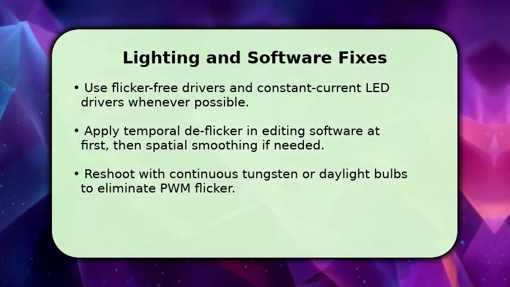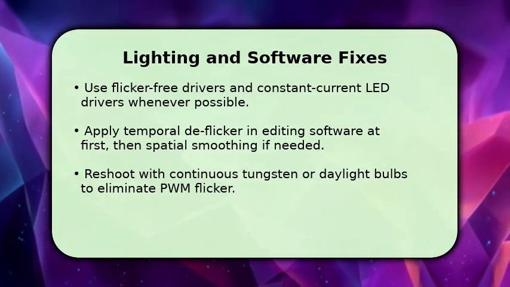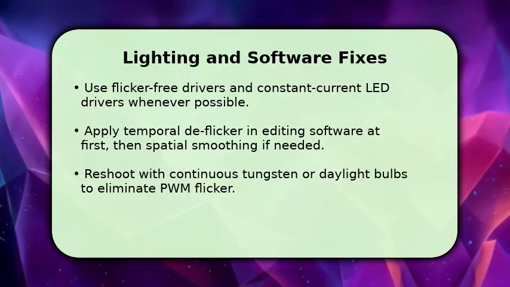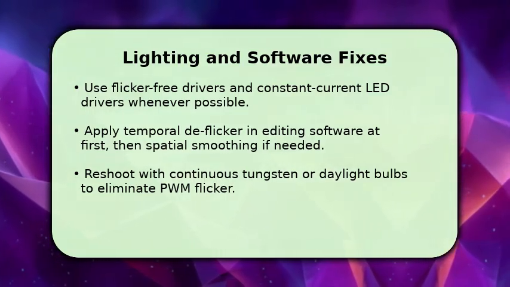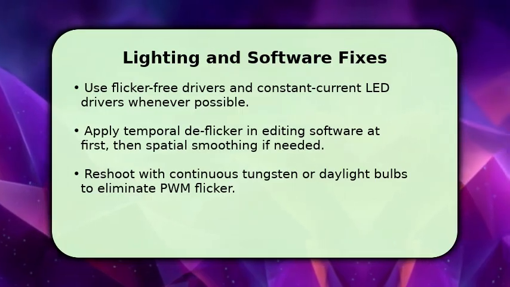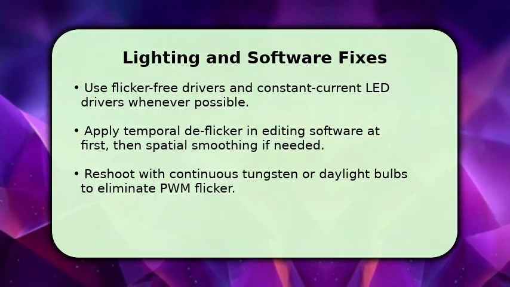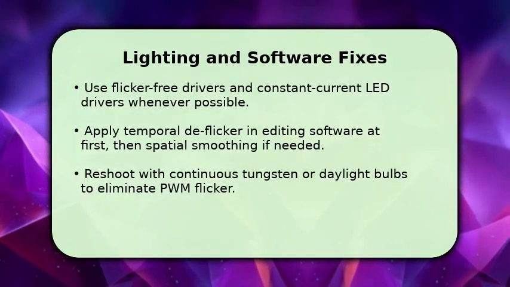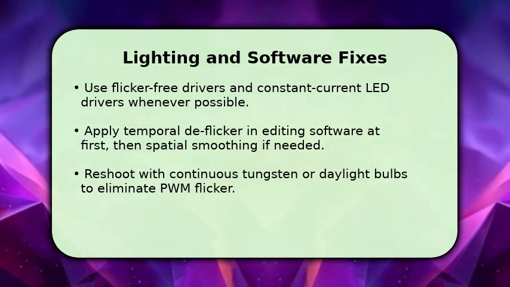When footage is shot already, apply temporal deflicker in editing software first, then add spatial smoothing if artifacts remain. Reshoot using continuous tungsten or daylight bulbs to avoid PWM entirely when feasible. If reshoot is impossible, convert frame rates or use frame interpolation cautiously to reduce visible banding. Always test lighting with your camera before beginning a critical recording session.